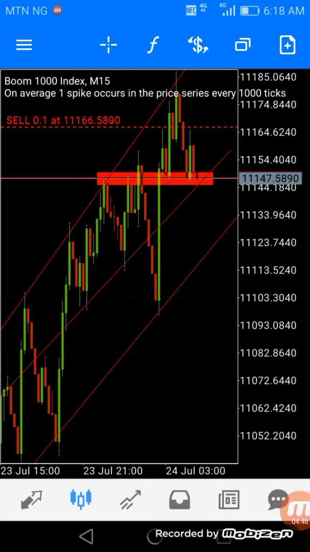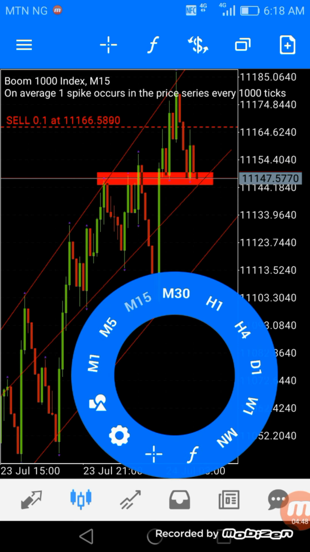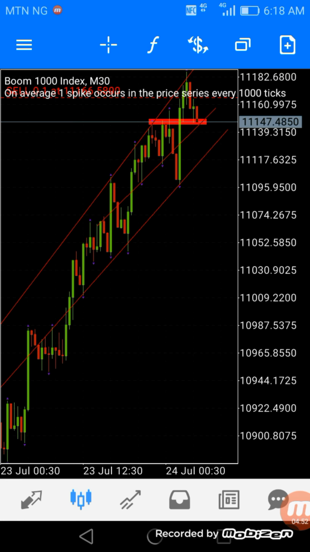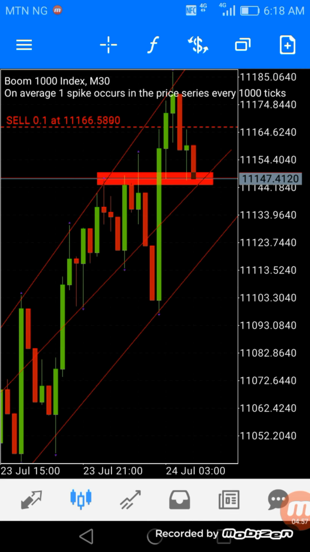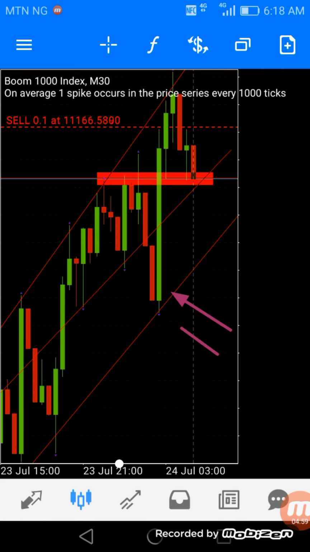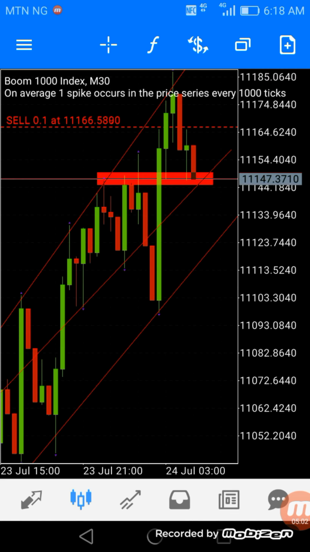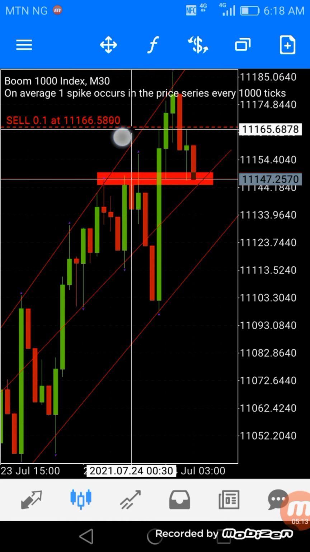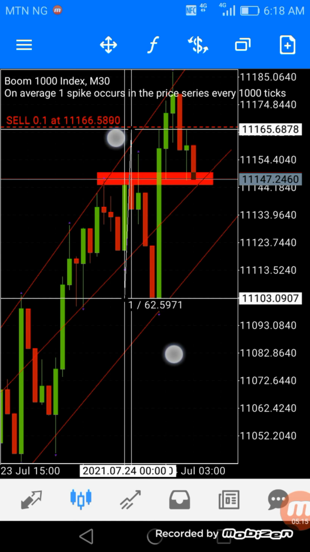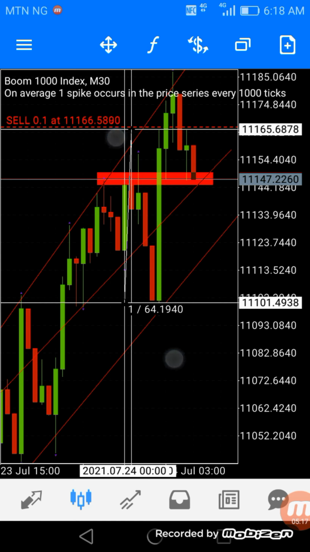Now let me also tell you one of the confidences. This market is in an uptrend. If you go to M30, you discover that this move that started somewhere here, this bullish move, the first bullish candle was so heavy. Look at the pips it made, 60 something pips. This is the 30 minutes time frame.